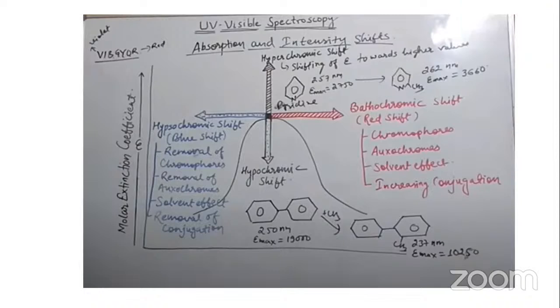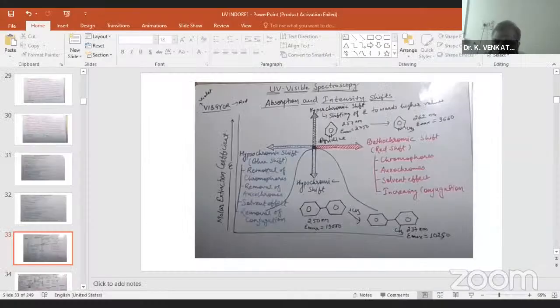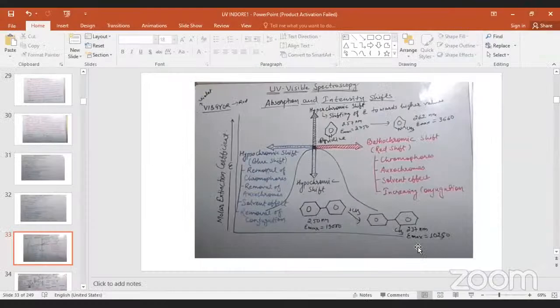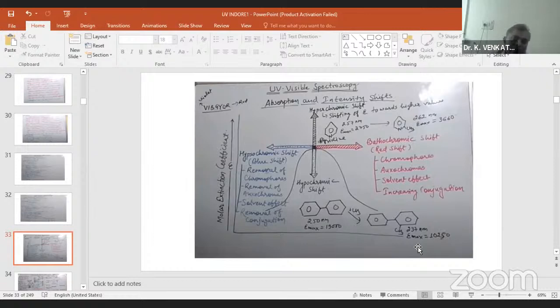A lone pair. One of the points is conjugation: the HOMO-LUMO difference decreases. Chromophore, auxochrome, and solvent effects also increase, so this is the reason for the increase in wavelength. That is called the red shift.